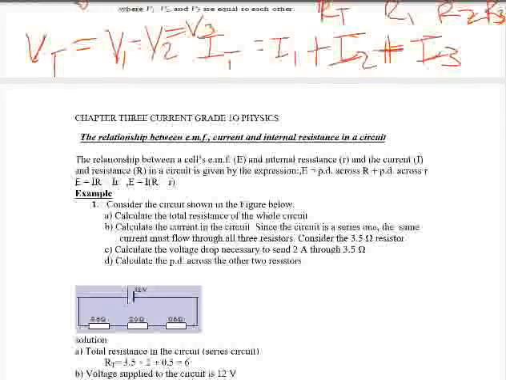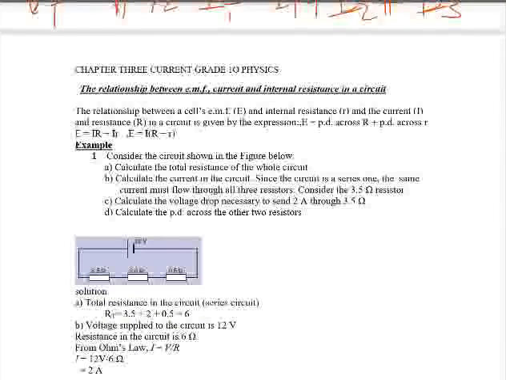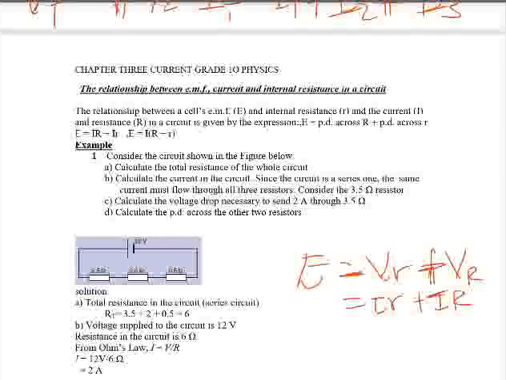The relation between EMF, current and internal resistance: every cell has its internal resistance. The EMF of a cell is determined by two potentials: the potential across the internal resistor plus the potential across the bigger resistor. This gives us I times small r plus I times capital R. I is common for both, so I times (r plus R). This is the relation between EMF, current, and internal resistance. It's given here.